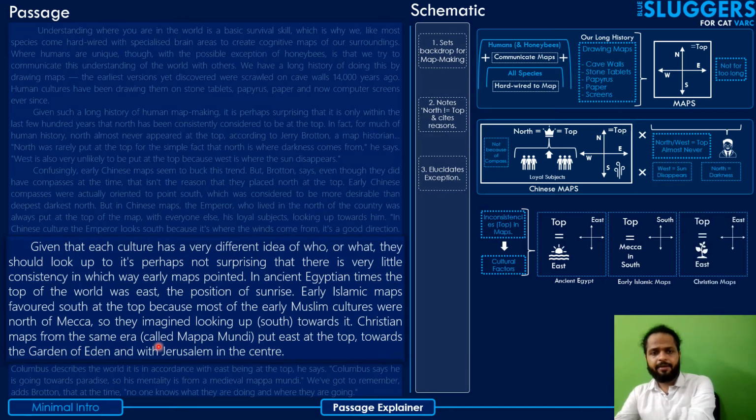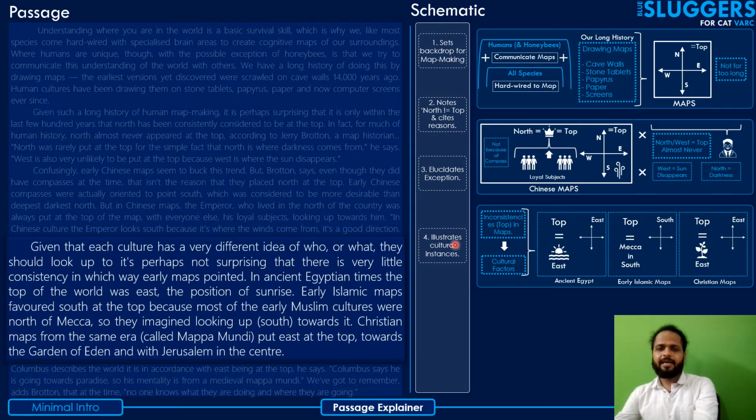Christian maps from the same era, called Mappa Mundi, put east at the top towards the Garden of Eden with Jerusalem in the center, right? So Christian maps imagined the Garden of Eden to be in the east direction, and they associated value with it, and hence they put the direction east on the top. Okay, so that's what he has exemplified in this paragraph. He has made a point that the inconsistencies are mainly due to the differences in cultural factors, and he has illustrated those different cultural instances here.